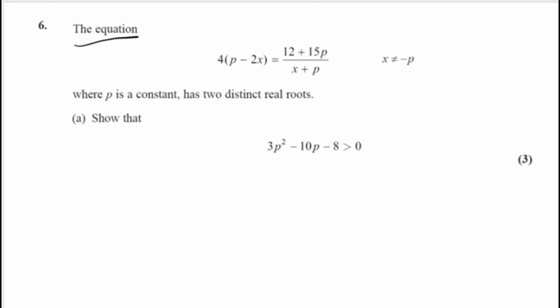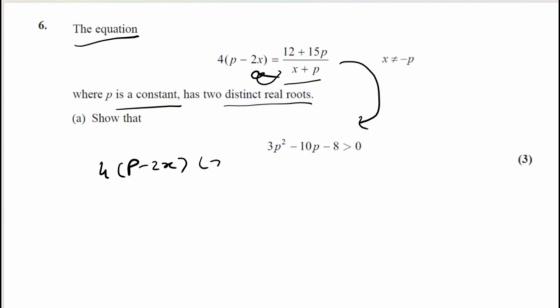Next question, we have an equation here where p is a constant, and it has two distinct real roots. Show that 3p squared minus 10p minus 8 is greater than 0. So we have to rearrange this equation in this form. For simplification, we have x plus p as a denominator, so I am moving it to the left hand side. That means it is going in a multiplication. So 4 into (p minus 2x) into (x plus p) is equal to 12 plus 15p.